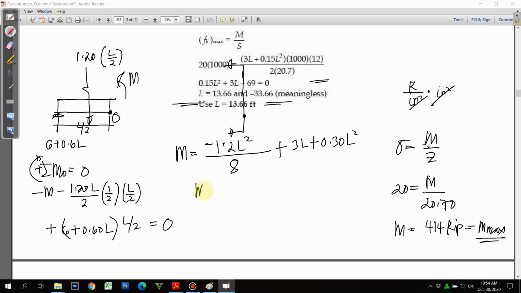Okay, next. So we consider this as our LCD, so just copy that one. This shall be multiplied by 8, so 24L. And 0.3 times 8 is 2.4 L squared. Okay, so from this we can equate this to what we have obtained a while ago, that is 414.